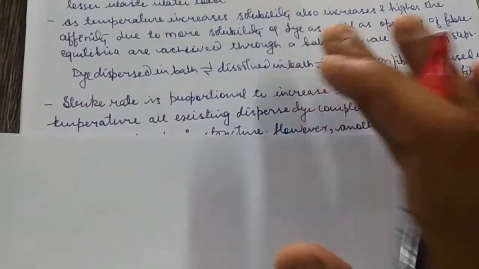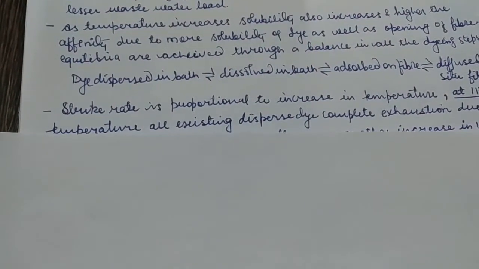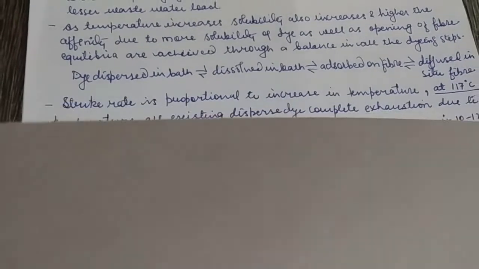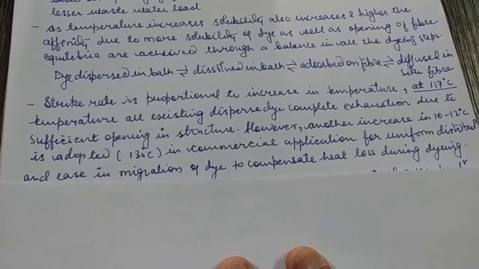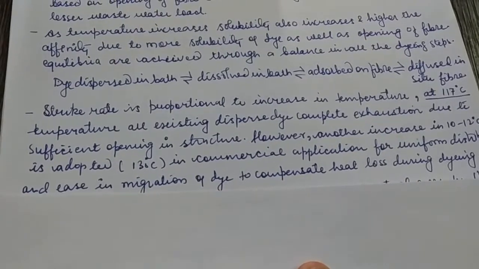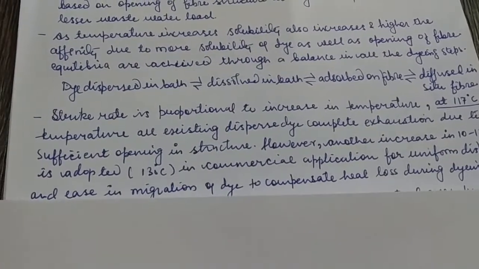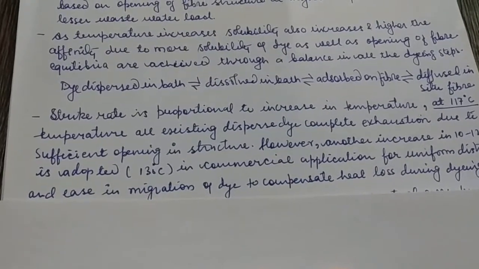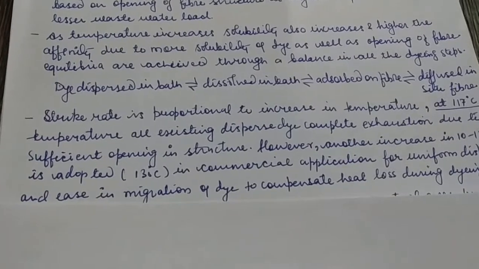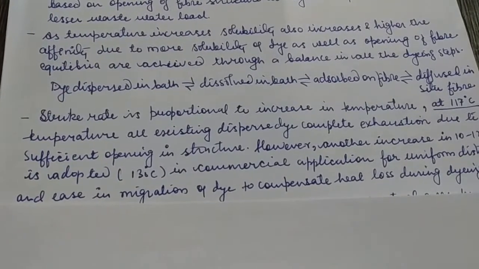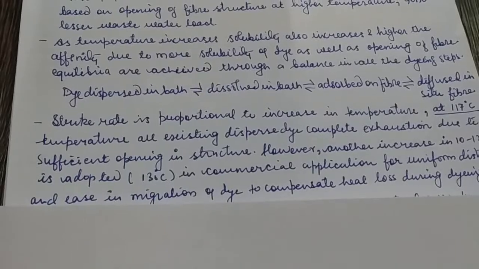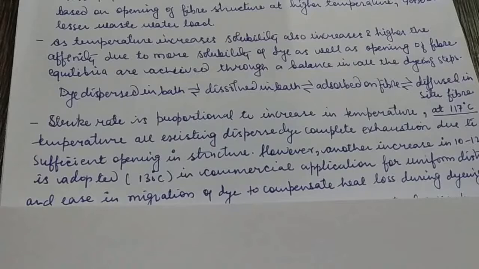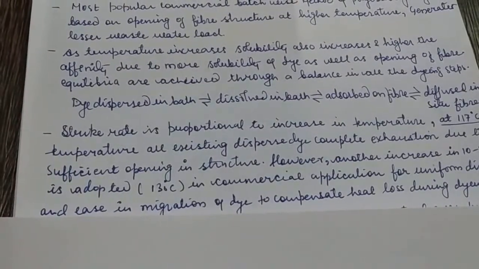Now we discuss the strike rate of the dyeing. Strike rate is proportional to increase in temperature. At 117 degree centigrade temperature, all existing dispersed dye completes exhaustion. It means at 117 degree centigrade temperature of the dye bath, a sufficient amount of opening in the fiber structure has happened. So at this temperature, the exhaustion of dispersed dye is completed.